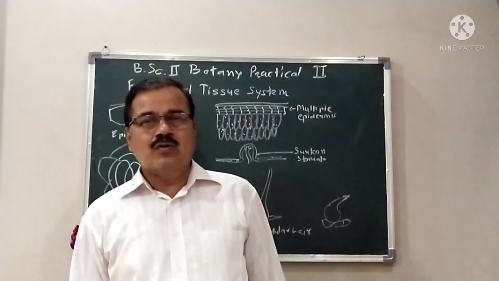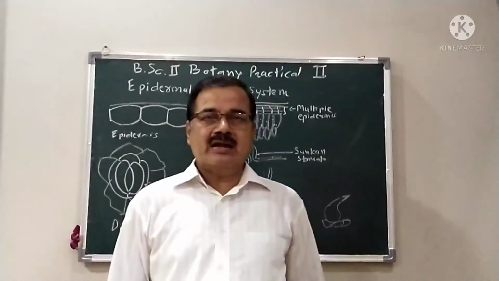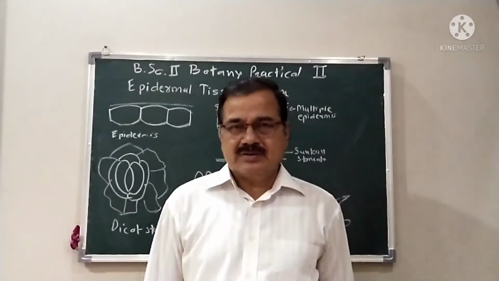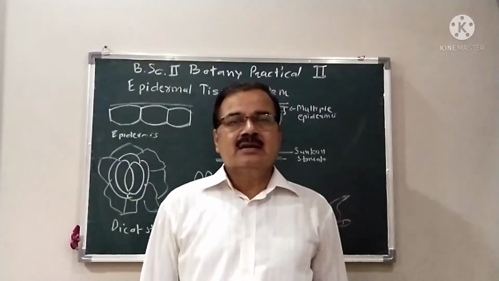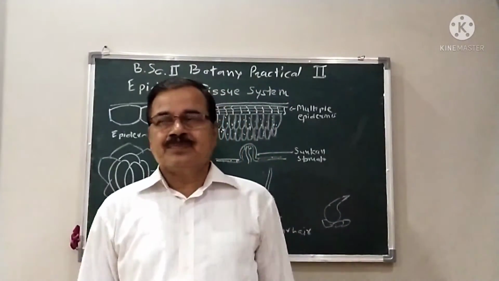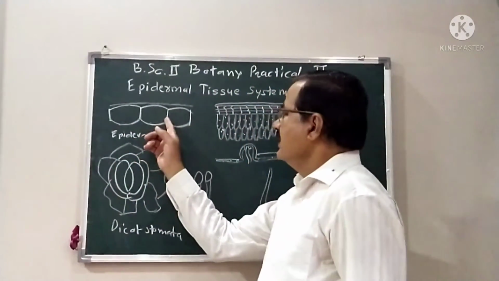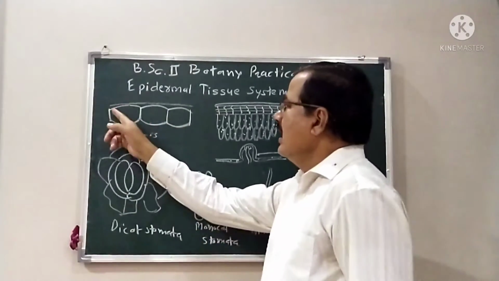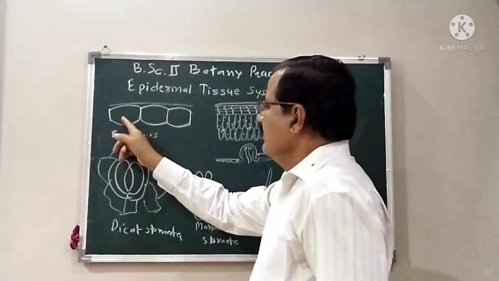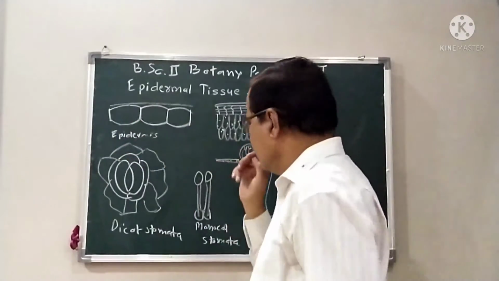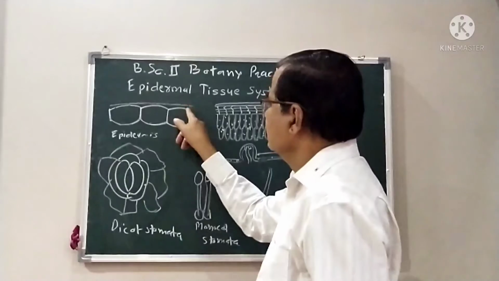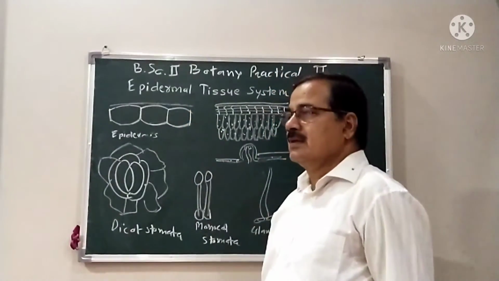The epidermis is found as the outermost layer of the plant body. In every plant, the epidermis is present. The epidermis consists of barrel-shaped, compactly arranged cells. The cells are thin-walled and living, with dense cytoplasm, a vacuole, and a nucleus present. Towards the outer side, it has a thin cuticle.